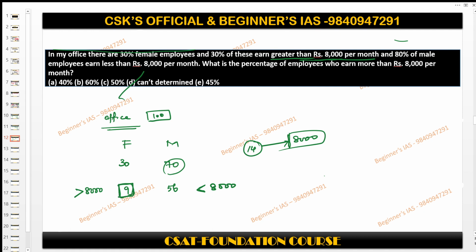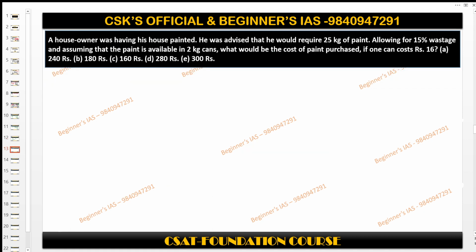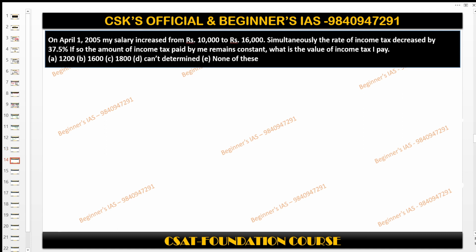Fine. So now next question. This is application. We'll do this later. House owner having painted, okay, fine. Cost price and all we will do in income tax. This also we'll do later.